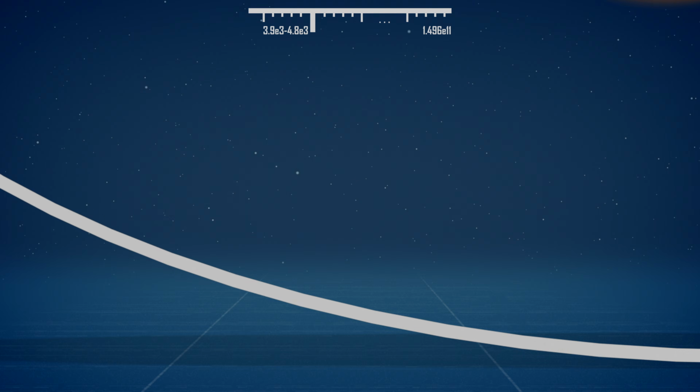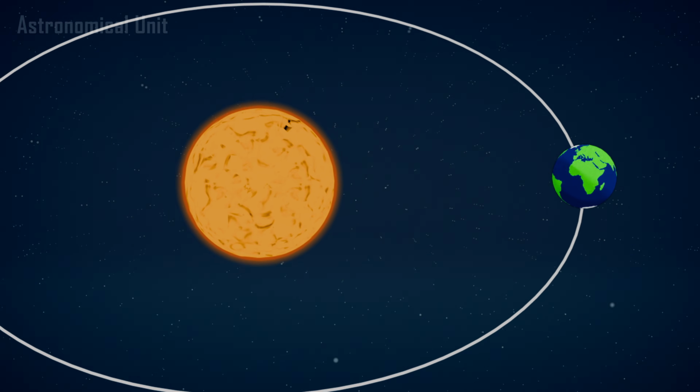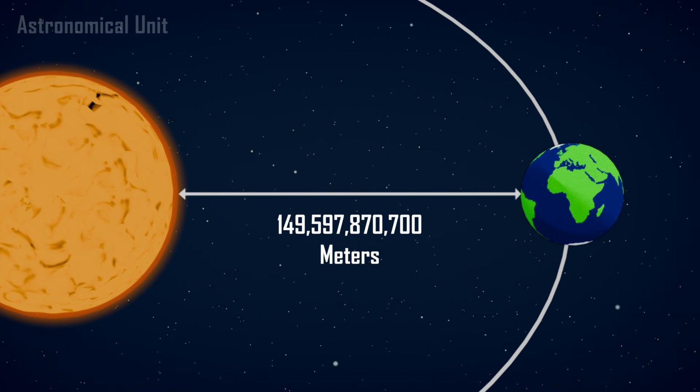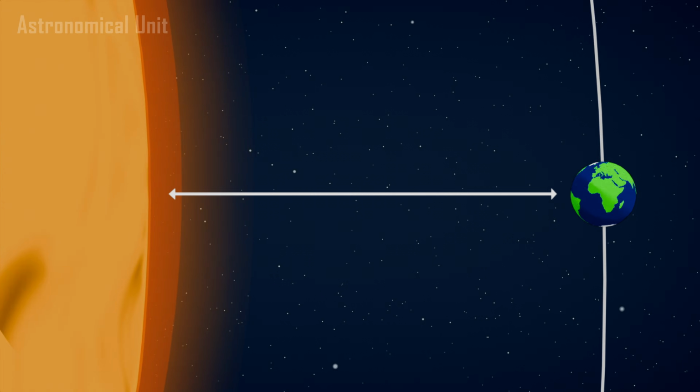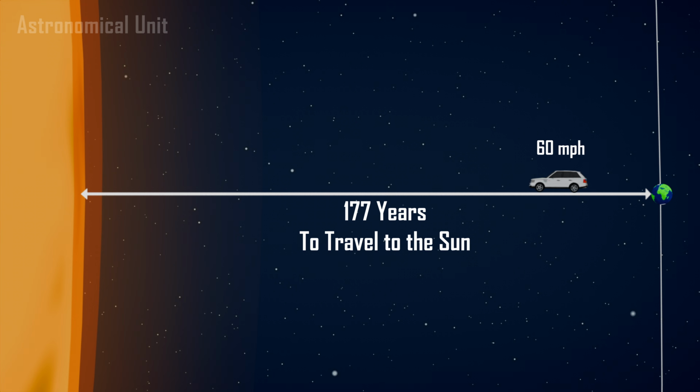Going into astronomical levels, we have astronomical unit. 1 astronomical unit is the distance from the Earth to the Sun, which is about 150 million kilometers. So more like this, as around 12,000 Earths can fit into 1 astronomical unit distance. Moving at average highway speed, it will take you 177 years to cover an astronomical unit of distance. If old age doesn't get you, the gas bill will.